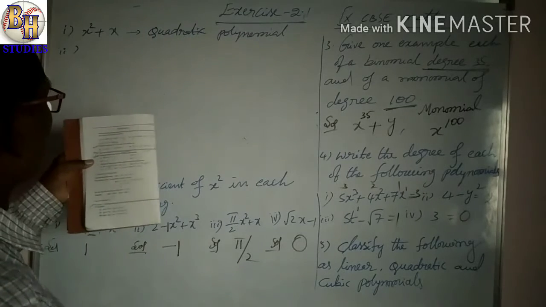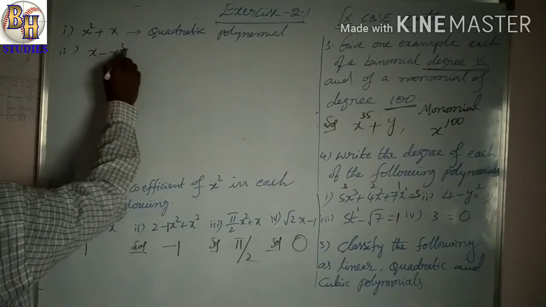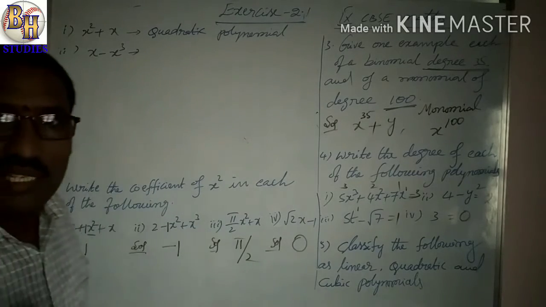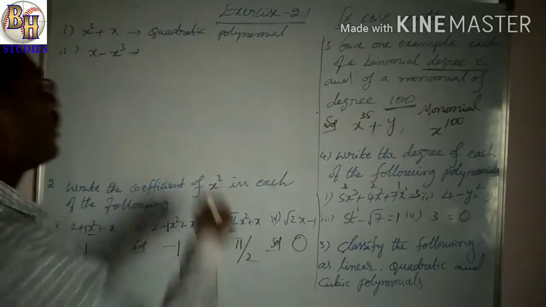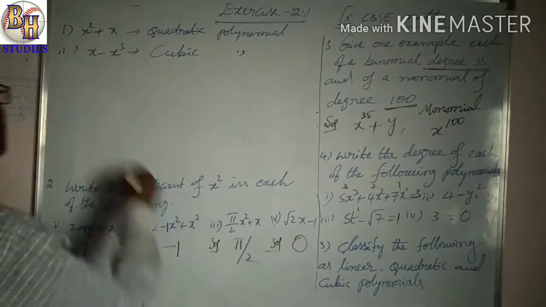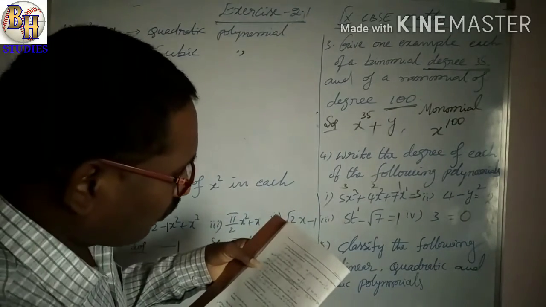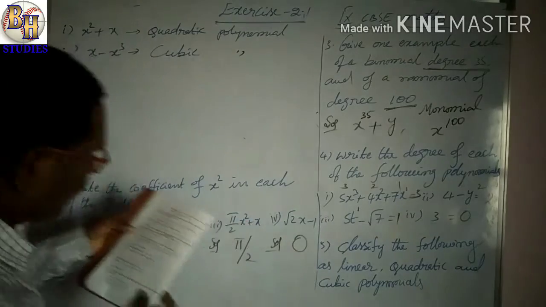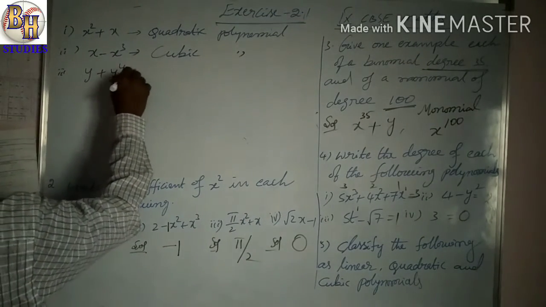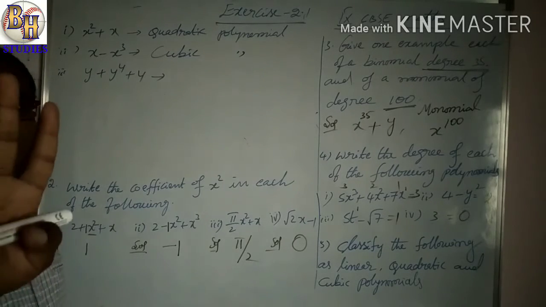Second one, here see, x minus x cube. Which polynomial is this? What is the degree here? 3. 3 means what? A third degree polynomial is called what? Cubic. Cubic polynomial. That's all. Third one. See, y plus y power 4 plus 4. Which polynomial is this? Fourth degree polynomial.